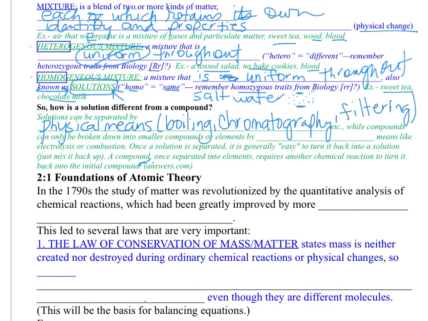While compounds can only be broken down into smaller compounds or elements by chemical means, like electrolysis or combustion. Once a solution is separated, it's generally easy to turn it back into a solution. Just mix it back up. A compound, once separated into elements, though, requires another chemical reaction to turn it back into the initial compound.